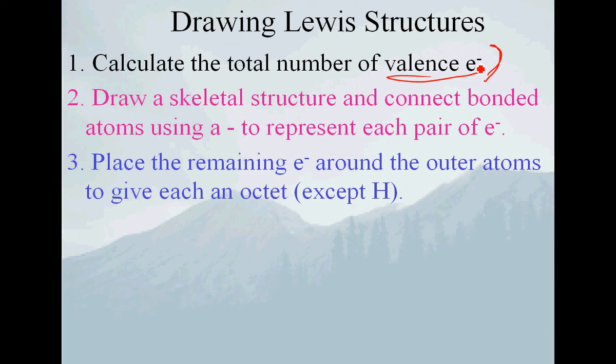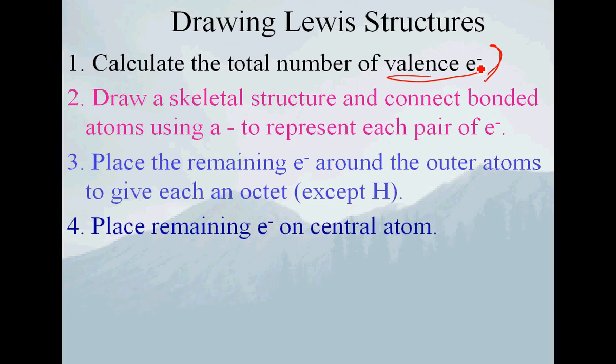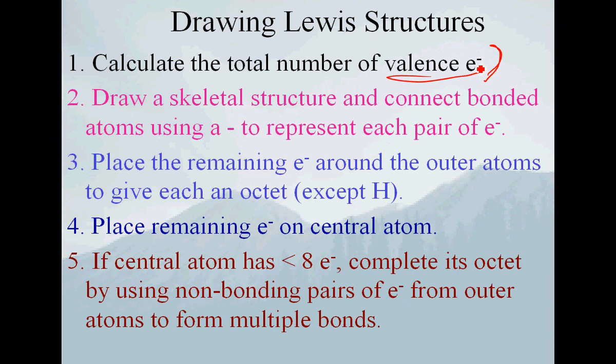Step 3, if we have any remaining electrons from our pile of valence electrons, we add them around the outer atoms first, give them all an octet, with obviously the exception of hydrogen because it only gets 2. Step 4, if we have any remaining electrons, we put them on the central atom. Step 5, if the central atom has less than 8 electrons, so it doesn't have an octet, we complete its octet by using non-bonding pairs of electrons from the outer atoms to form multiple bonds.